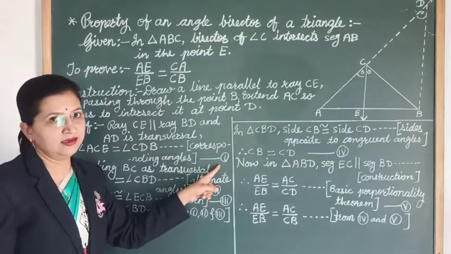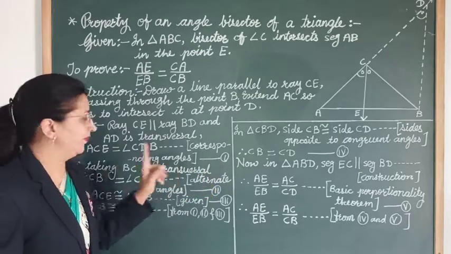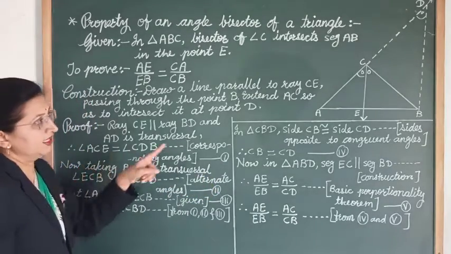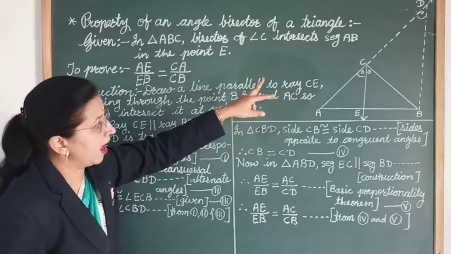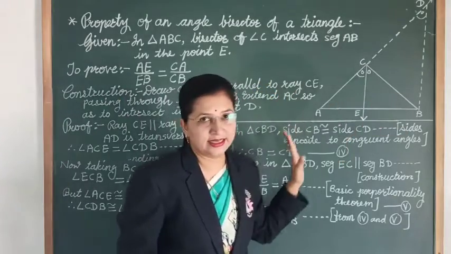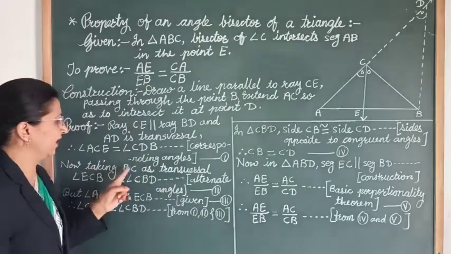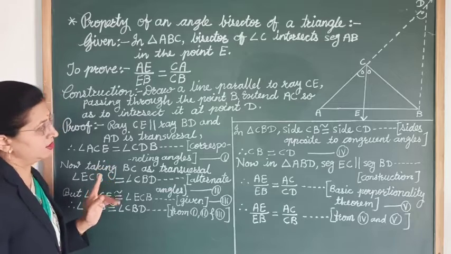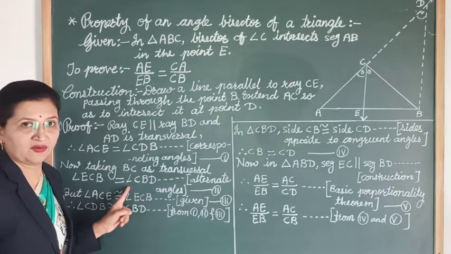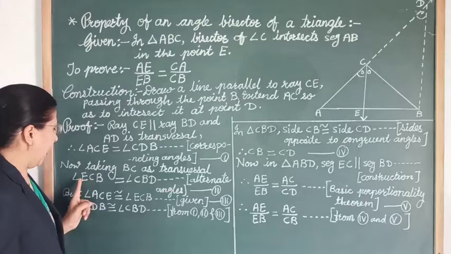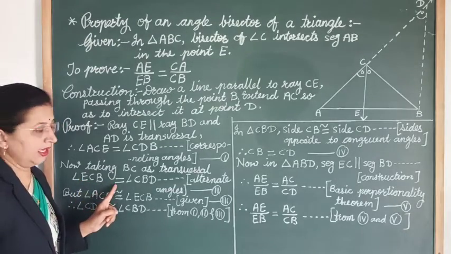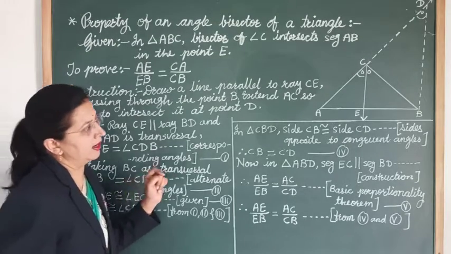Okay, let's give it as a statement number first. Now, taking the same lines as parallel, and this time we will take BC as their transversal. Taking BC as transversal, here we got another pair of congruent angles. What are these? Angle ECB equal to angle CBD.